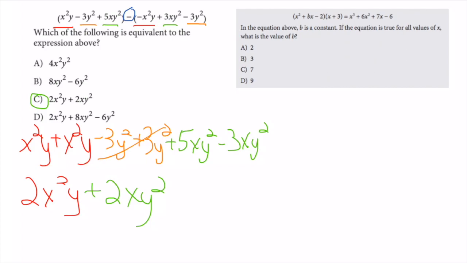Okay, so the second one here, I'm multiplying 2 polynomials together. The question says, in the equation above, b is a constant. If the equation is true for all values of x, what is the value of b? Okay, so my first step is I want to distribute in and multiply these 2 polynomials together.